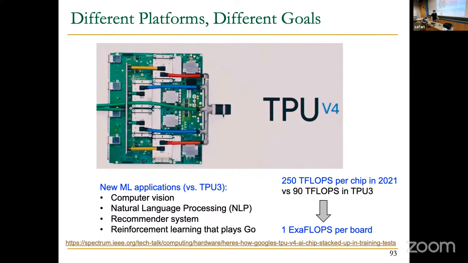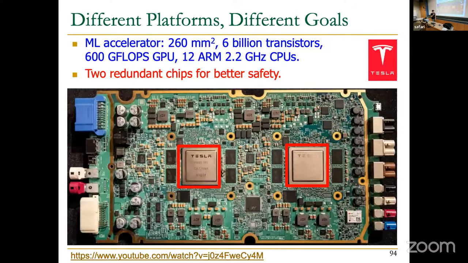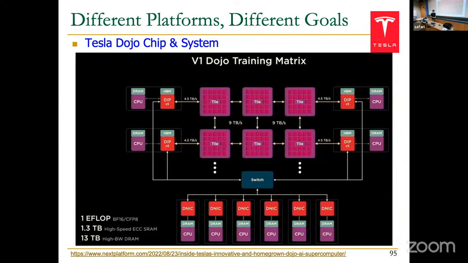But this is just one example of a platform built for a specific goal. Here you have a different platform for a similar goal. In this case, it is the ML accelerator from Tesla. It's interesting that it has two redundant chips for better safety, because it's a safety critical operation. Tesla keeps developing their platforms for training and for inference. Here you have a couple of slides about the Dojo chip and system. As you see, it's composed of tiles. If you look closer at these tiles, you will see that they resemble the TPU or the systolic arrays a lot, because they are for tensor computations, right? So that's what you need.